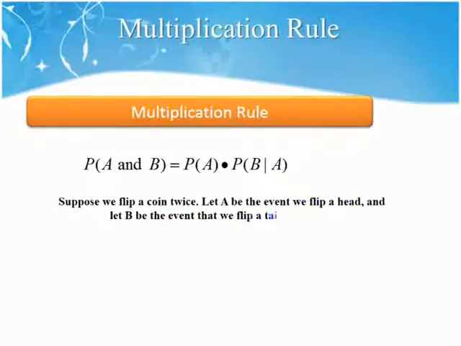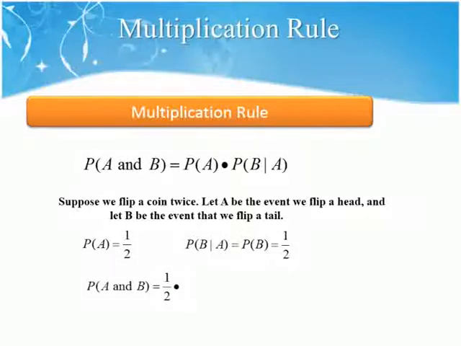So suppose we flip a coin twice, and we let A be the event that we flip a head on the first trial, and let B be the event that we flip a tail on the second trial. Well, the probability of A is 1/2. The probability of B, given A has already occurred, since these are independent, in other words, the first flip has no bearing on the probability of the second flip, we say that the probability of B given A is the same thing as just the probability of B occurring, which in this case is 1/2. So the probability of A occurring and then B occurring is 1/2 times 1/2.